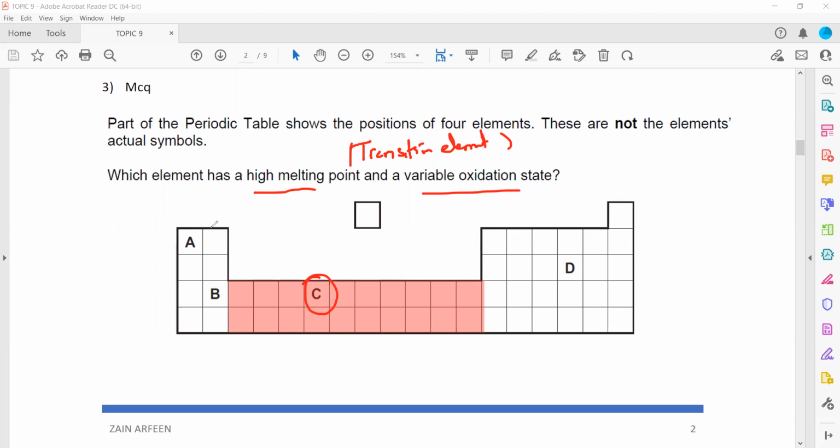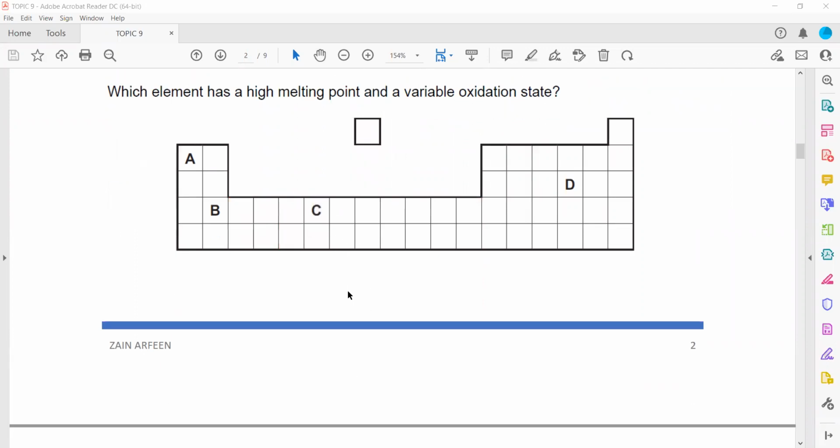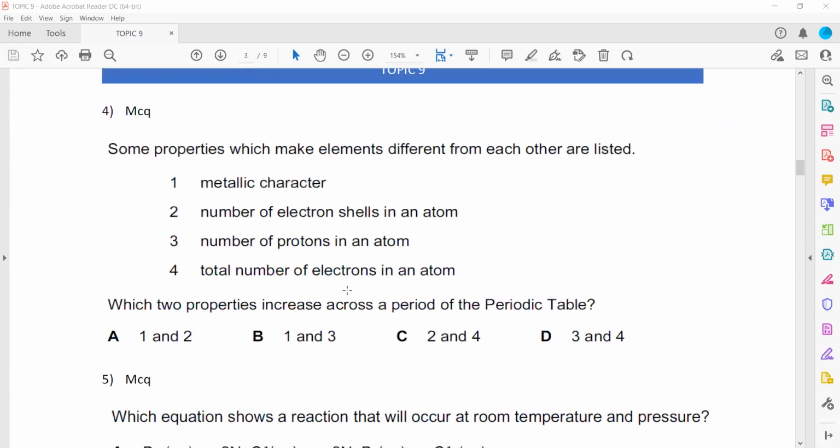Group 1 and group 2, these are, one is alkali metal, alkaline earth metal, and the D is actually a non-metal. So these properties, high melting point and variable oxidation state, are the properties of a transition metal which we can find between group 2 and group 3.